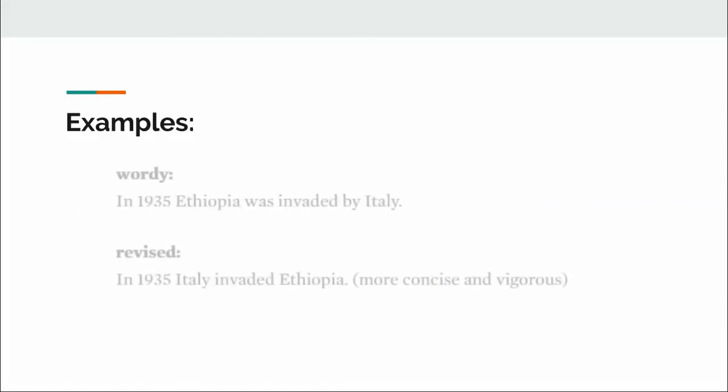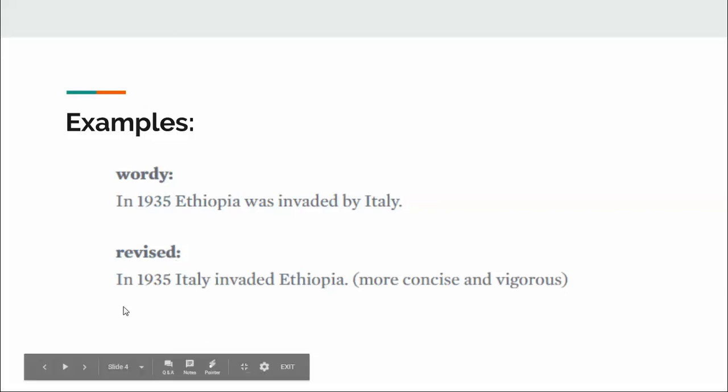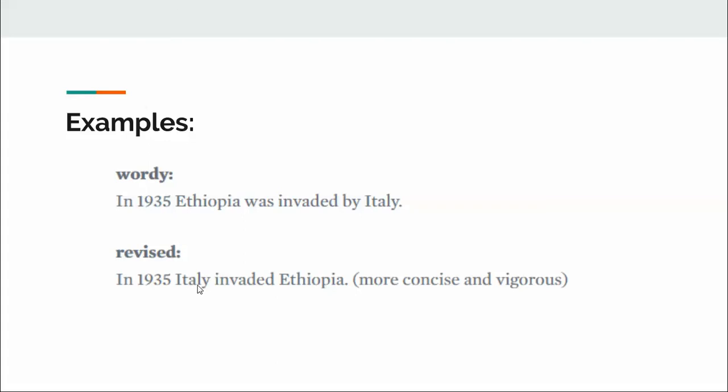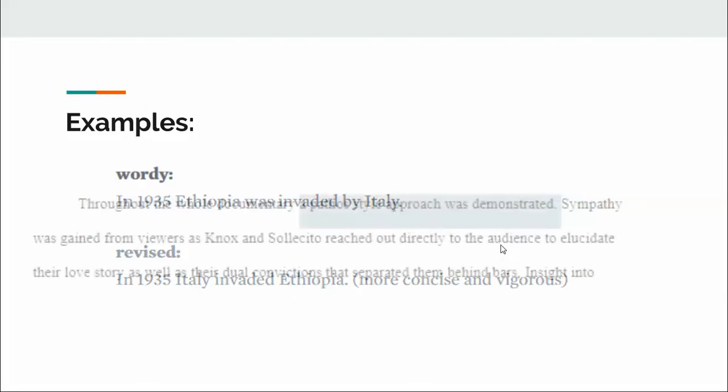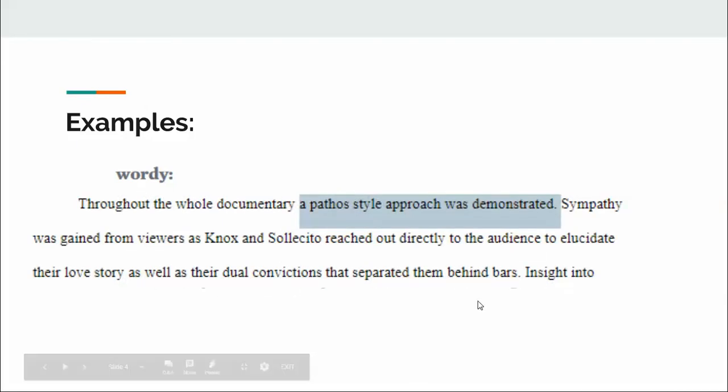All right, so let's look at some other examples. From one of the online resources here, they have this kind of basic example. In 1935, Ethiopia was invaded by Italy. That is what they would call overly wordy and passive. Revised version would be: In 1935, Italy invaded Ethiopia. Now you've got the subject invading the object instead of the object being invaded by the subject. Again, this is active voice, all right? Look at some examples from some of your guys' essays.